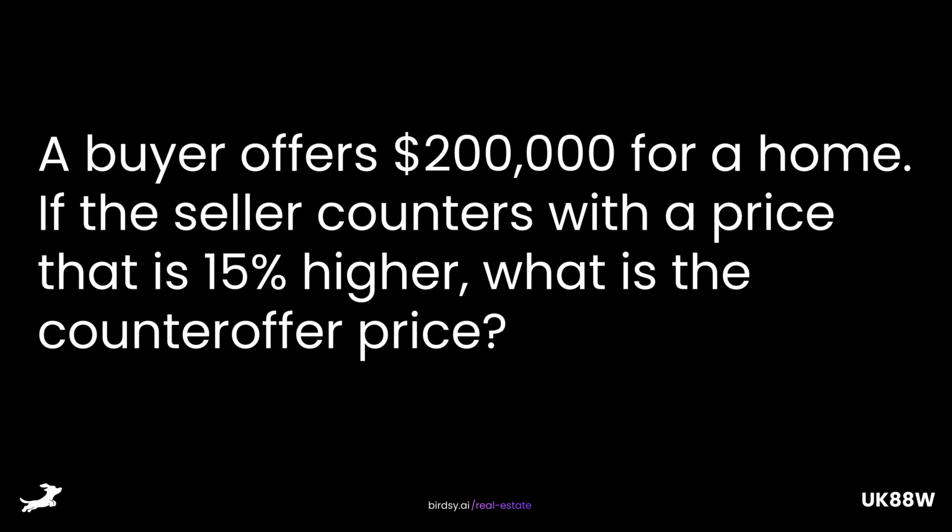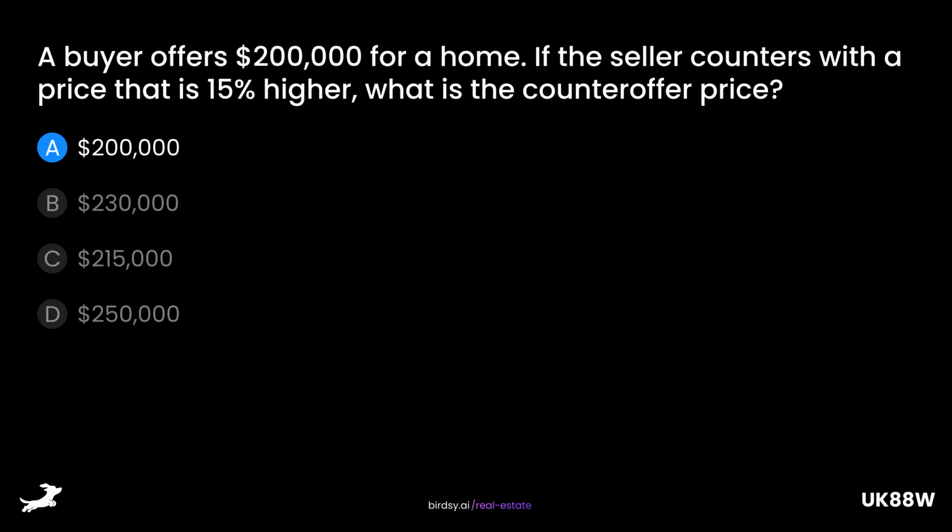A buyer offers $200,000 for a home. If the seller counters with a price that is 15% higher, what is the counter-offer price? Is it A, $200,000, B, $230,000, C, $215,000, or D, $250,000? The answer is B, $230,000.